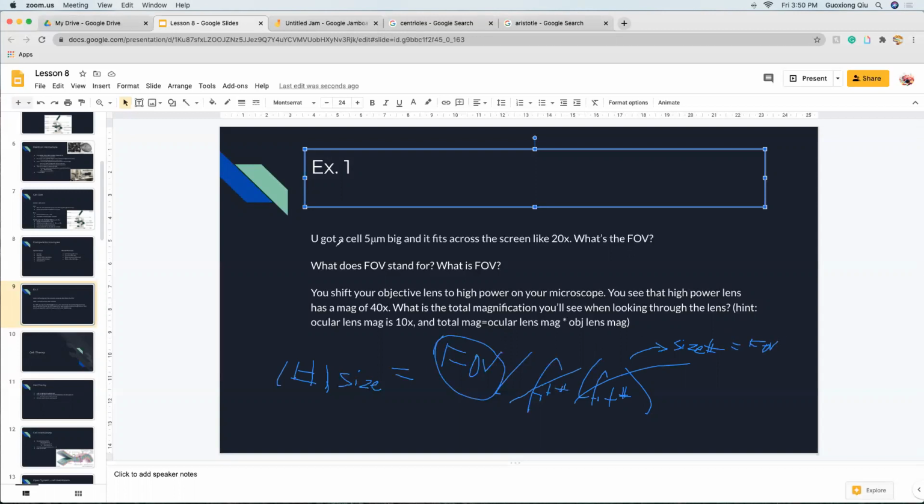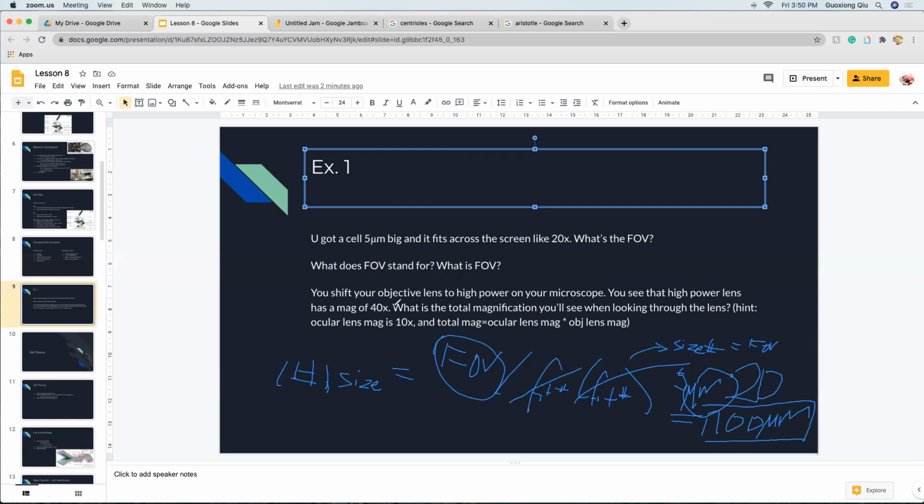So let's see. The size is 5 micrometers. And the fit number is 20. So 5 times 20 is 100. And then the unit is micrometers. So it's 100 micrometers. That is your field of view.